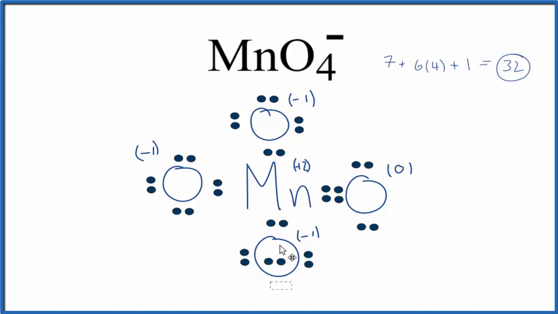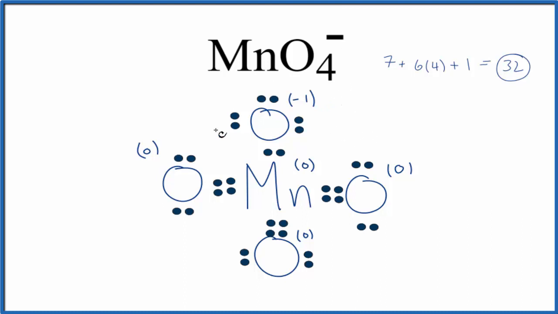So we can move another pair here, and then another pair here. By doing that, we maintain the octets for each of the oxygens. The manganese can have an expanded octet, and we have this minus 1 here. That equals the charge on the ion. So this would be a good Lewis structure, probably the most likely Lewis structure for MnO4-.